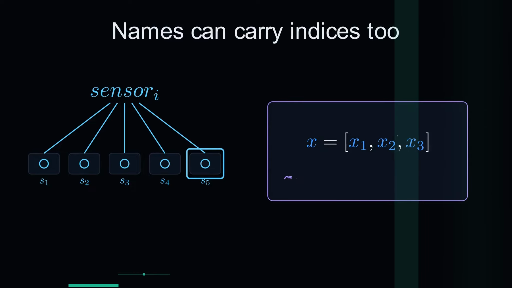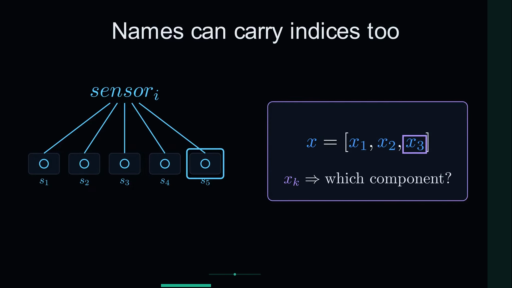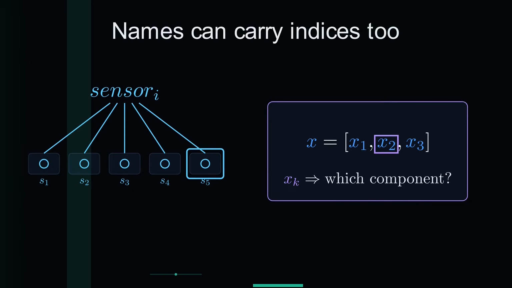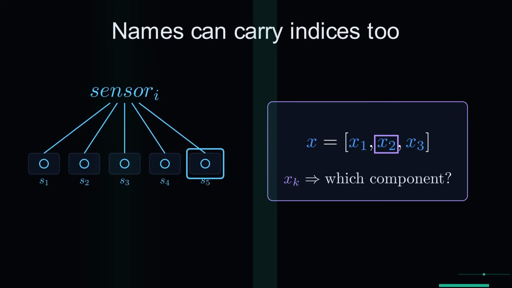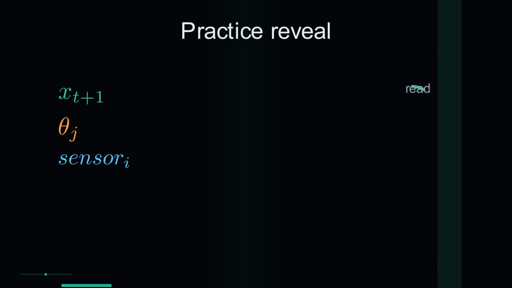x sub k selects one vector component. The index chooses a position inside the vector. The base names the value type. The subscript selects item, time, or component.